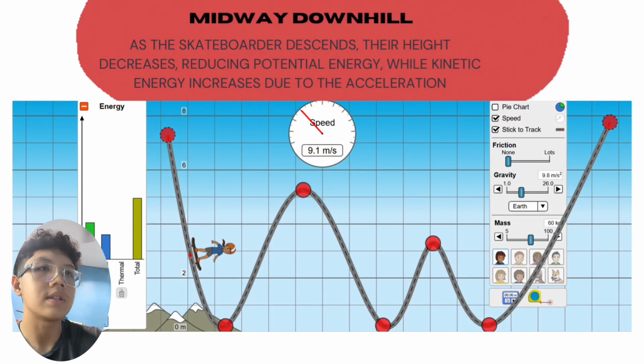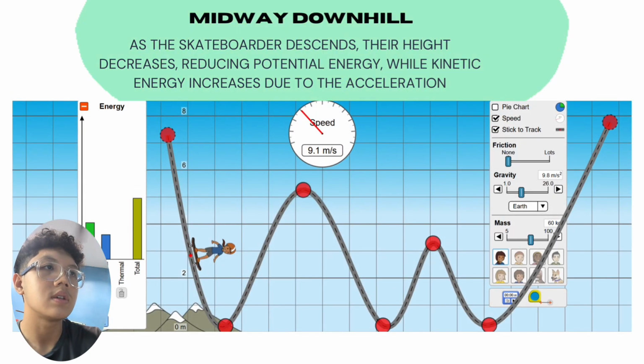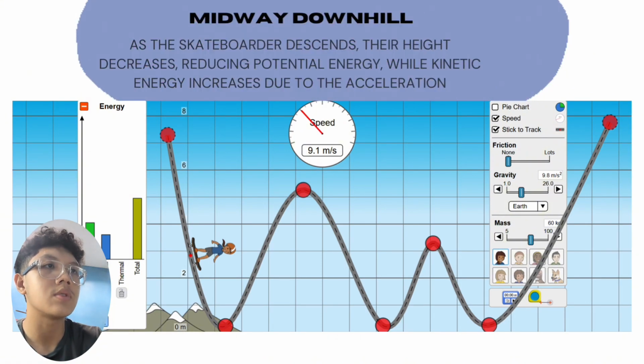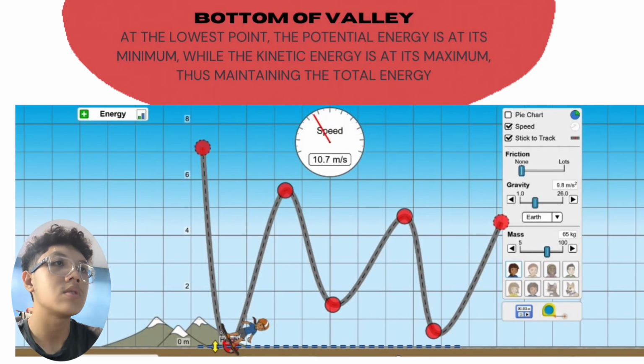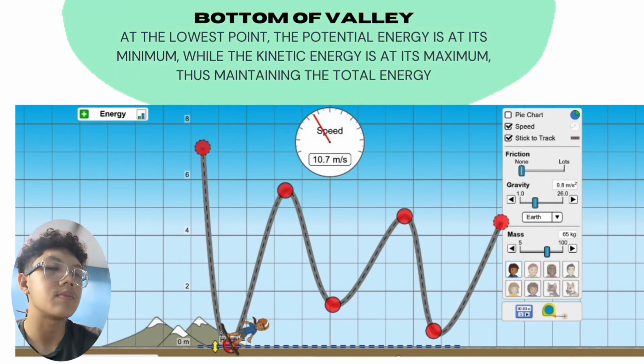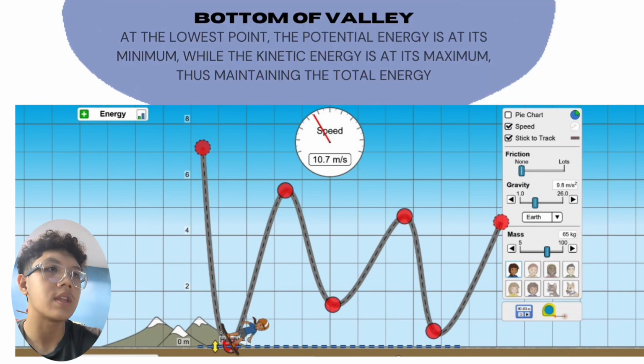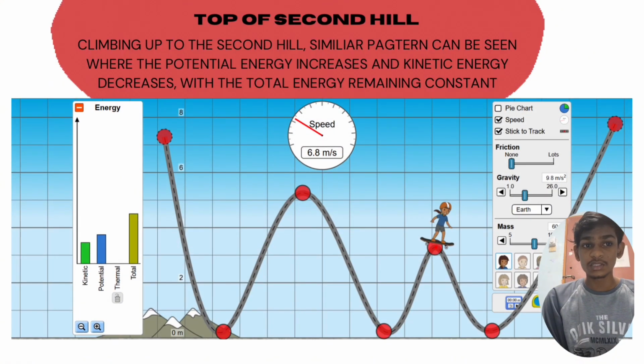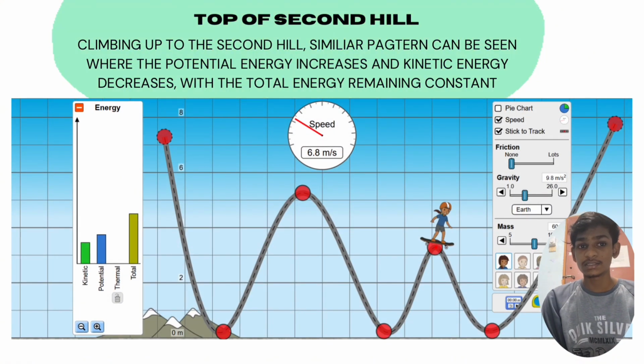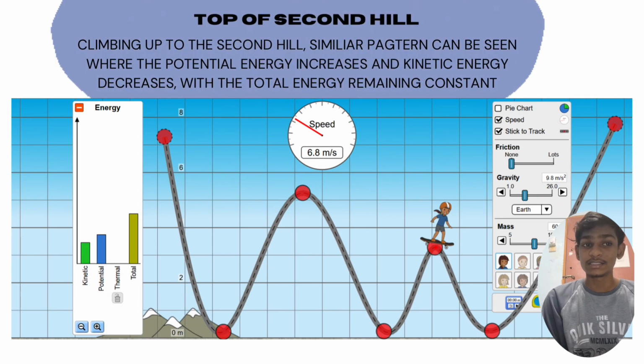Midway downhill, as the skateboarder descends, their height decreases, reducing potential energy, while kinetic energy increases due to the acceleration. At the bottom of the valley, the potential energy is at its minimum, while the kinetic energy is at its maximum, thus maintaining the total energy. Climbing up the second hill, a similar pattern can be seen where the potential energy increases and kinetic energy decreases, with the total energy remaining constant.